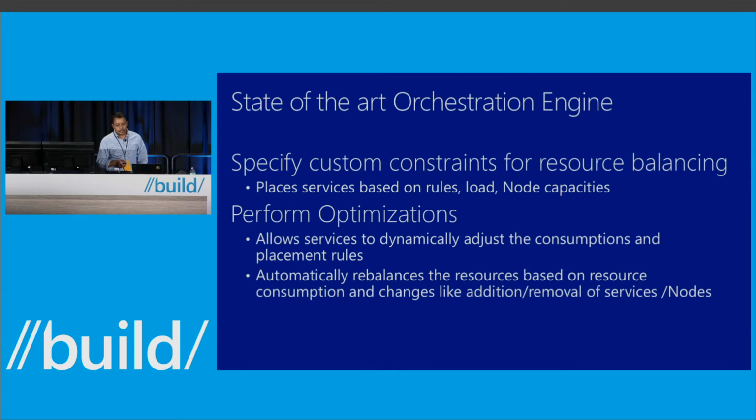So what we found at this point is that Service Fabric is a state-of-the-art container orchestration service. It allows you to specify rules around placement, resource balancing, resource consumption, node capacity, and update them in real time. You can adjust these on a running cluster, and the system will manage the resource balancing for you.